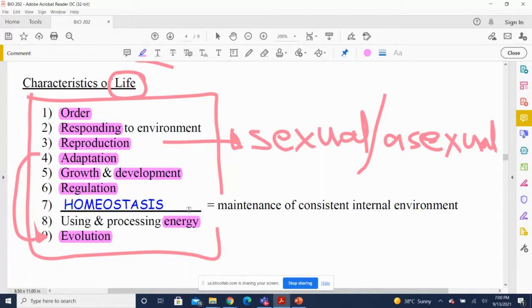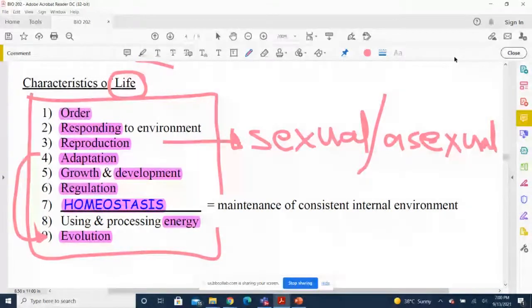And the last one that I have here is the concept of homeostasis. Homeostasis is all about maintaining a consistent internal environment. For example, humans have to have a certain body temperature. Getting too hot or too cold can mean death. So we do things to maintain that internal environment and keep it consistent for us.